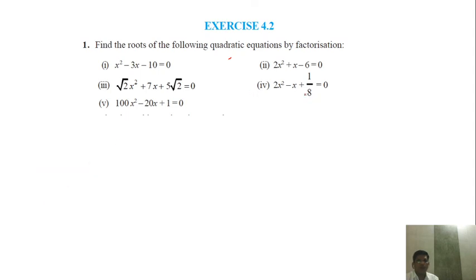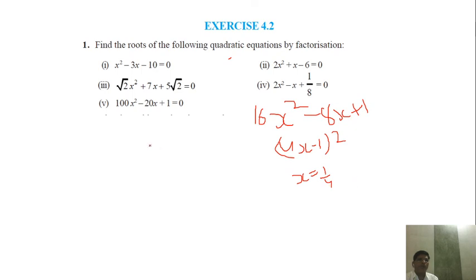Here 8 multiplied by here and here. So 16x square minus 8x plus 1. So it's a perfect square. 4x minus 1 whole square. So x is equal to 1 by 4. I have to write 2 times, 1 by 4, 1 by 4.